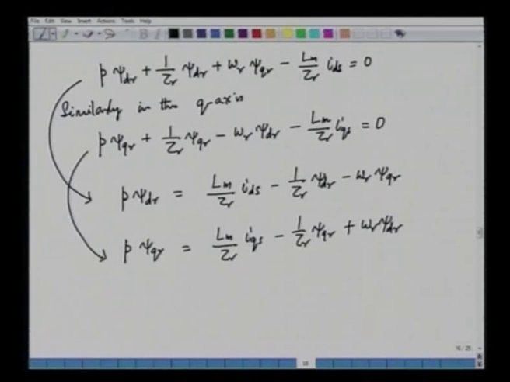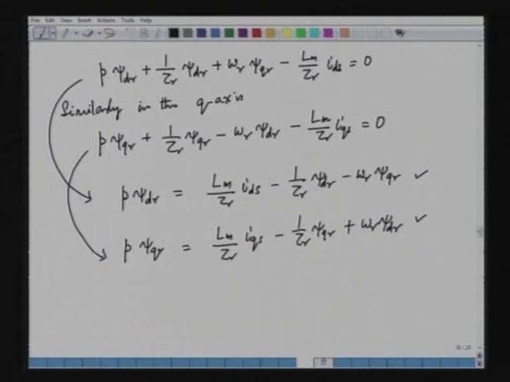Now, we can show this by means of a simple block diagram. What we will do is take these two equations and evaluate P psi dr and P psi qr, and the integration of P psi dr and P psi qr will be psi dr and psi qr respectively. So, we can show that in the form of a block diagram in the following fashion.